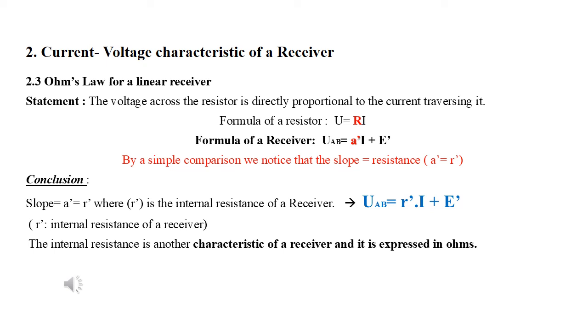So R' is the internal resistance of a receiver, which is another characteristic of this electric component. So the two characteristics of electric receivers are the back electromotive force E' and the internal resistance R'. The final formula and the equation of a receiver is represented by UAB equals R' I plus E'.